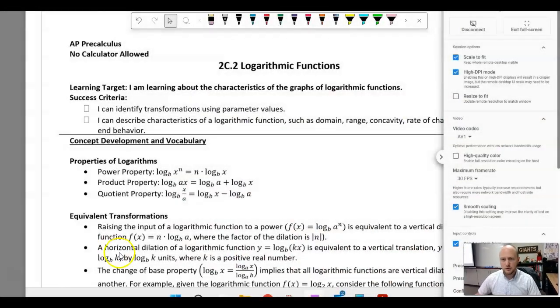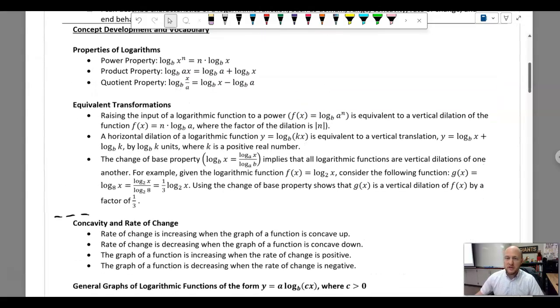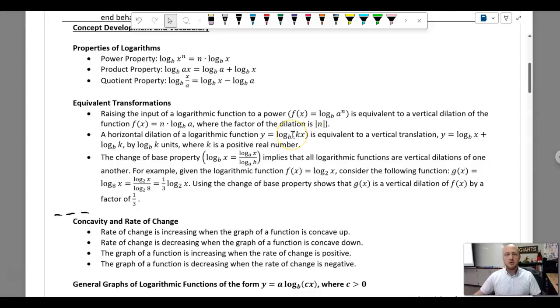So, without further ado, we are going to go ahead and learn about the characteristics of the graphs of logarithmic functions. This video will specifically focus on being able to identify transformations using parameter values. Let's jump in, and we need to go ahead and review our properties. Properties of logarithms are so huge, and the good news is there's really three main players.